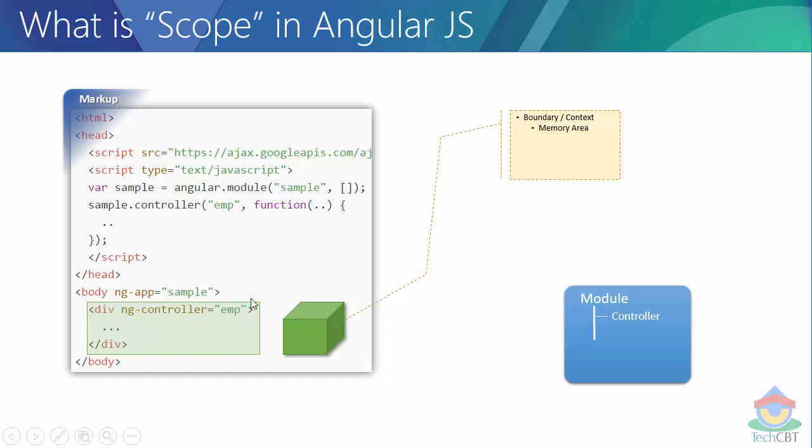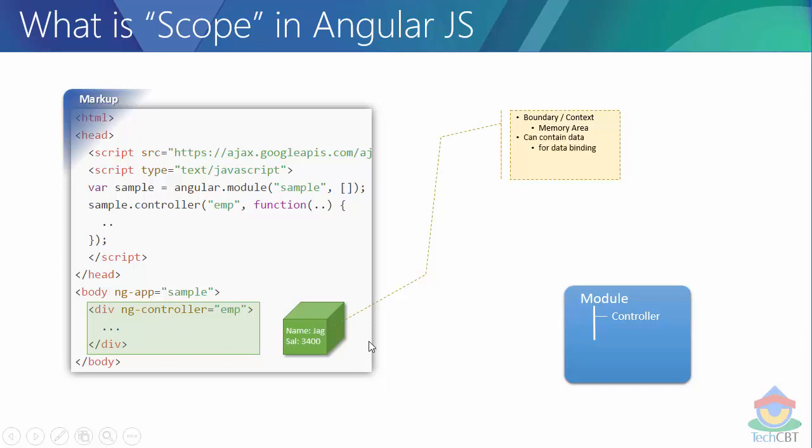So the moment Angular sees a DOM block decorated with ng-controller, it creates some memory area, and it will have its own boundary where it will not expose any of that data to the outside world. That boundary along with the memory area, we can temporarily call a context. So it creates a context variable which really works only with that block for which the decoration has been made with the ng-controller directive.